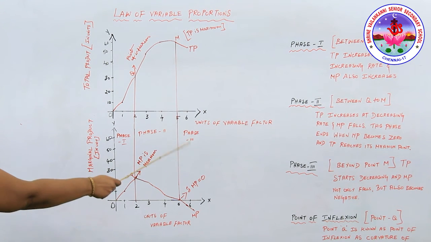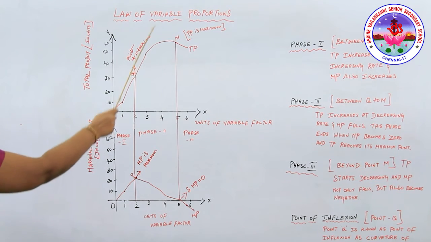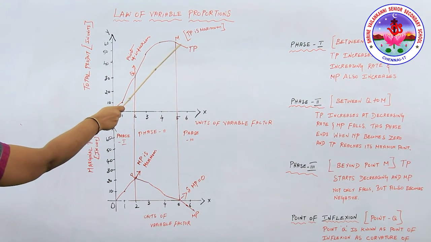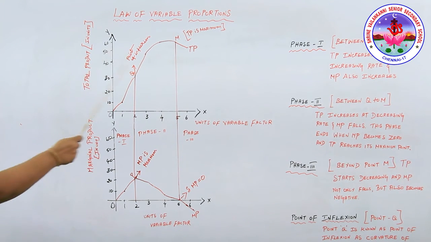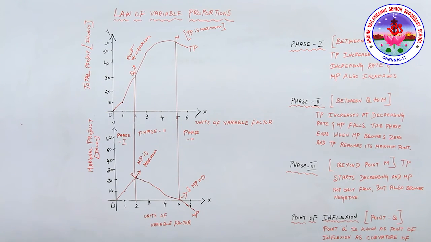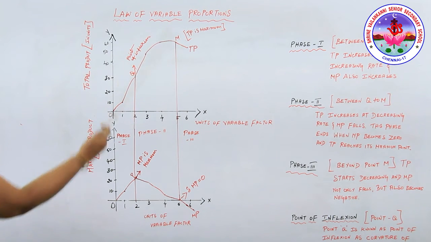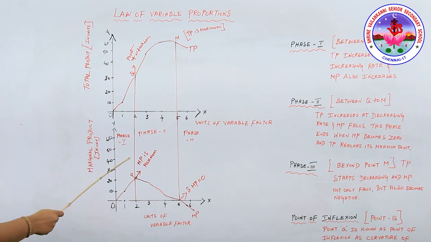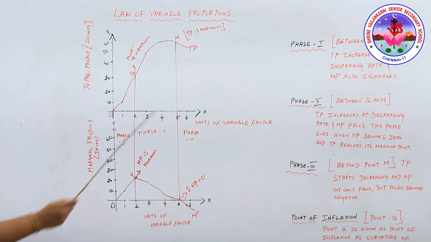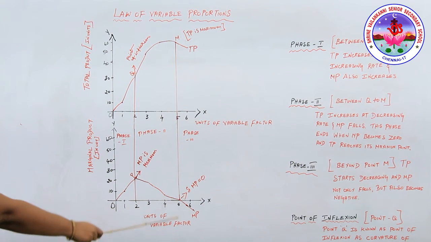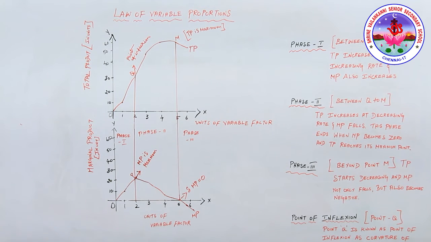When we come to phase 3, beyond M, what happened to the TP? I think you are able to see it: TP starts decreasing. When TP decreases, naturally, what will happen to the MP? MP not only falls, it becomes negative. That's why we are calling it phase 3.